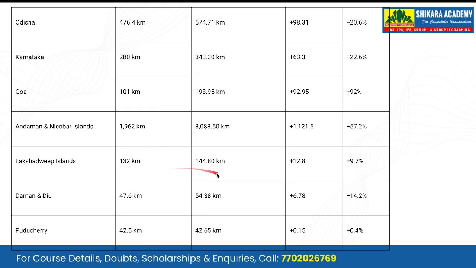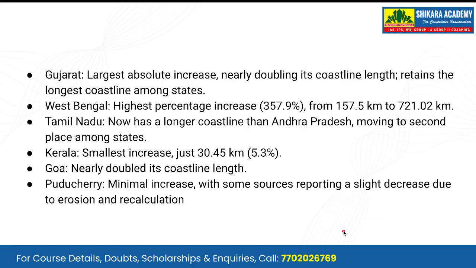Lakshadweep previously 132 kilometers, now 144 kilometers, which is like 12 kilometers addition, 9.7% for Lakshadweep in the previous islands. Daman and Diu 47 kilometers, the updated value is 54 kilometers, 6 kilometers of addition, which is 14% addition. Puducherry was added 0.15, which is like only 0.4%. So the least was for Puducherry. You have to remember these values, at least for the next decade for that matter.